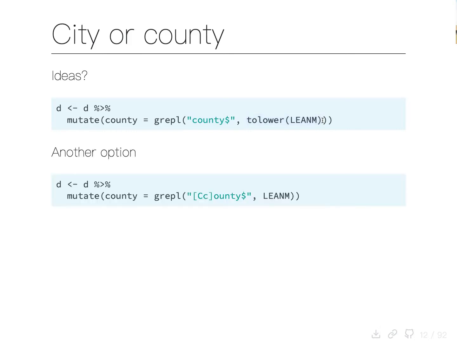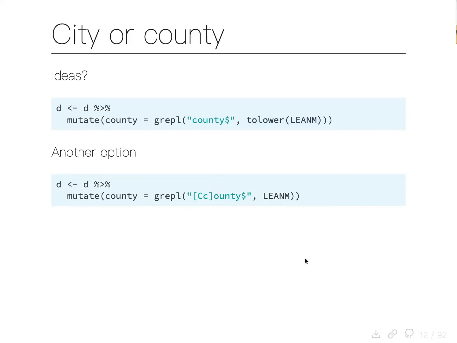Another option is to do something like this, grepl again, but this is just a different way to control for the case. In this case, I'm just saying county with both upper and lowercase c, and then $ in LEA name. Okay, so this is saying look for either uppercase or lowercase c in county, and then look at that through LEA. Okay, any questions on that?